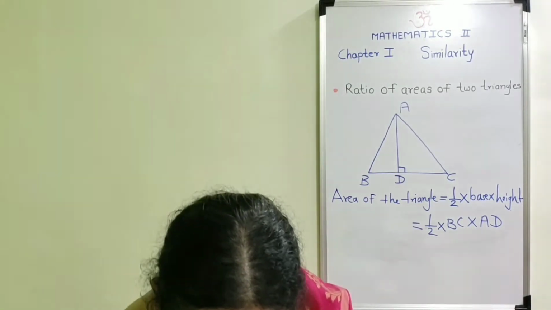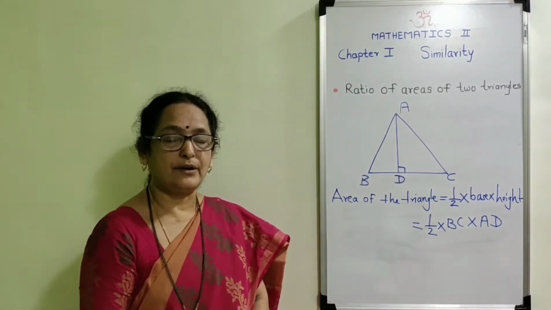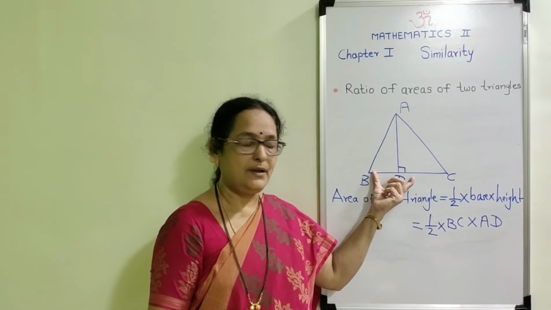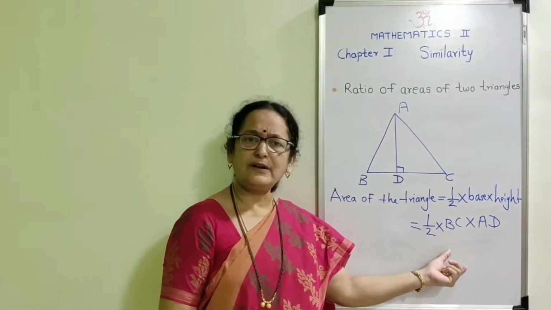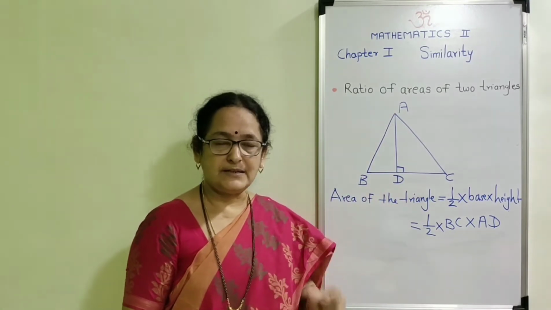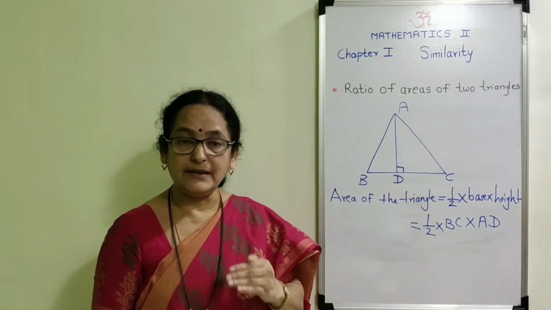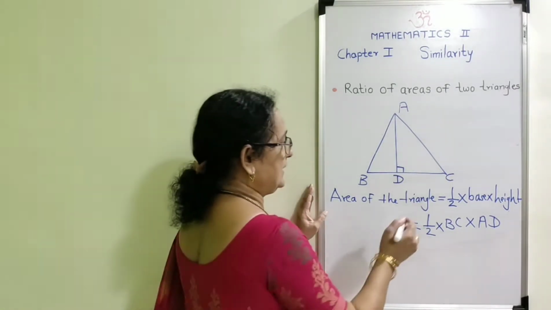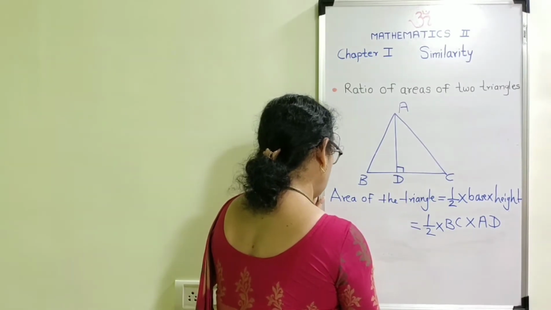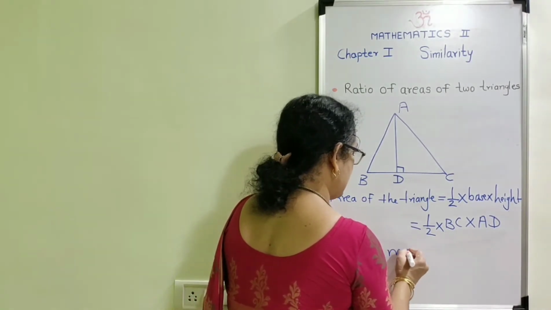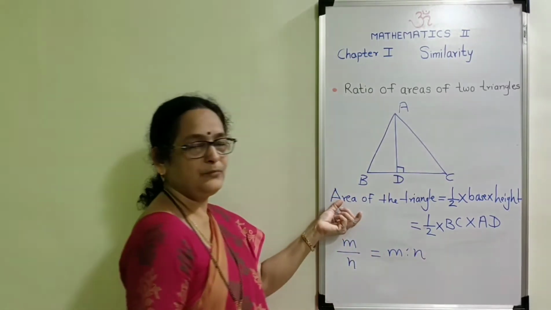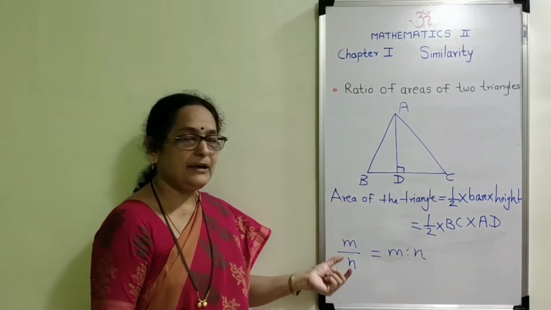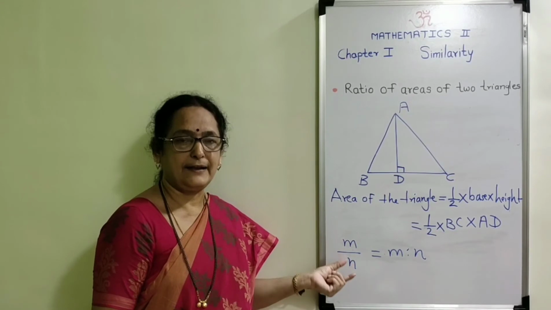Now, in 9th standard, you have studied ratio and proportion. Since the length of a line segment is a real number, the product of both is also a real number, and that's why we can take the comparison of areas of two triangles. Therefore, if we write the ratio like this, m upon n, we can write it as m is to n. Since the area of any triangle is a real number, we can take the ratio of areas of any two triangles.